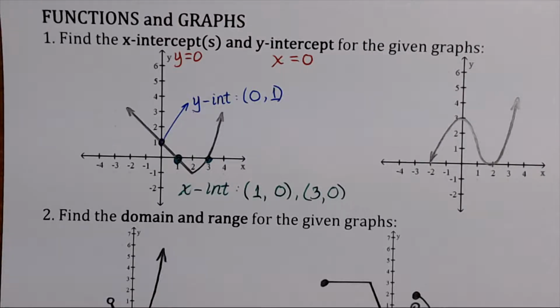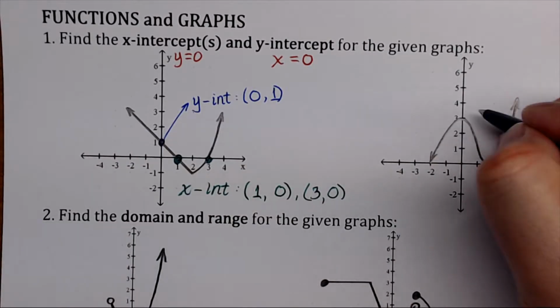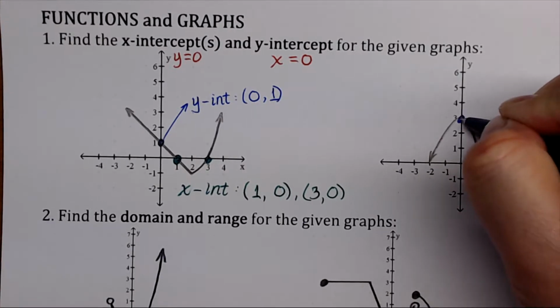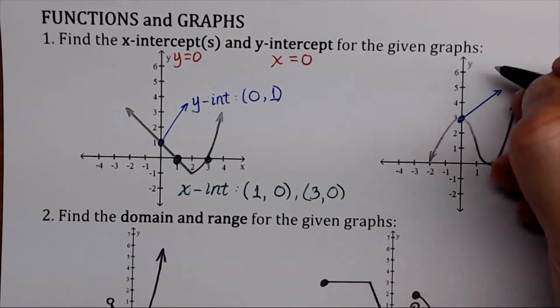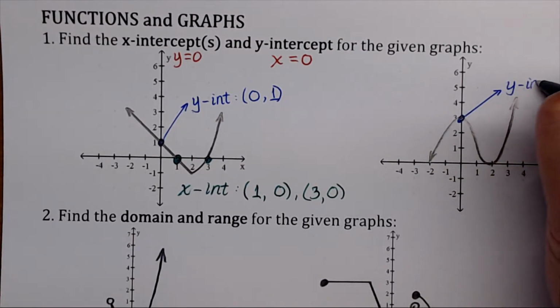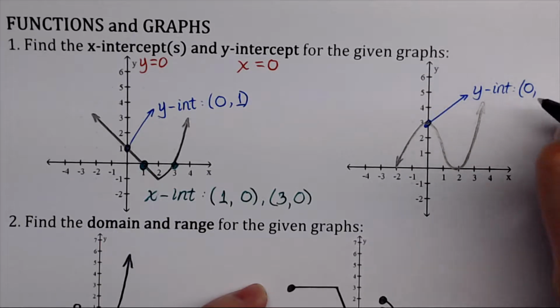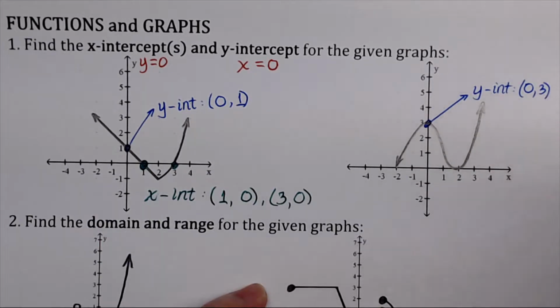Next, we have here the point (0, 3). That is the y-intercept. X equal to 0, y equal to 3.